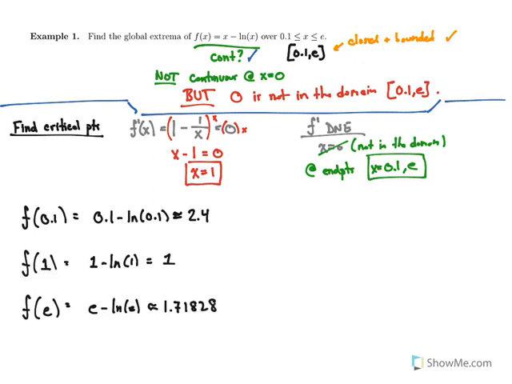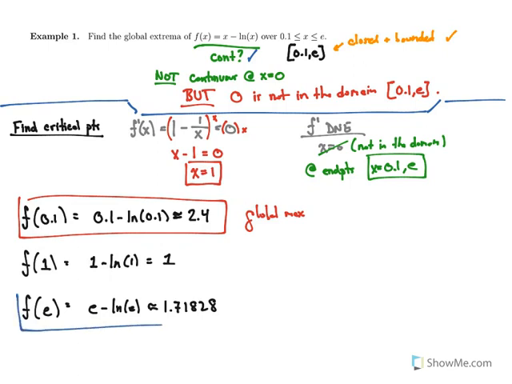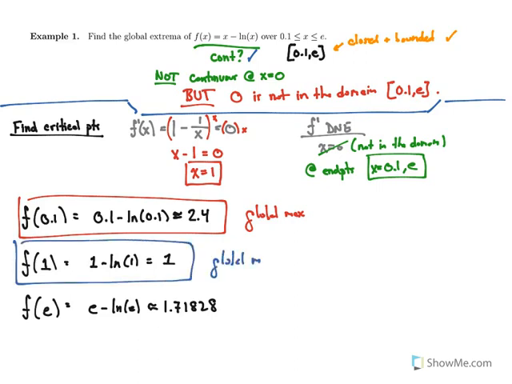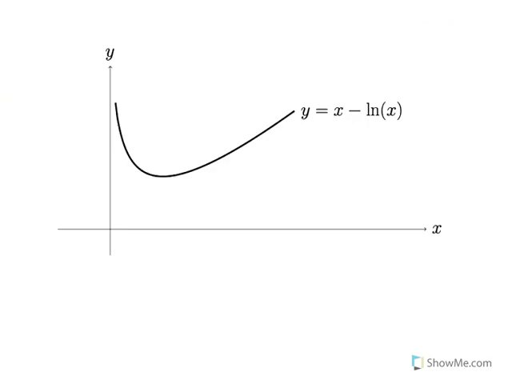So this means that we have our global max at 0.1, and our global min at 1. Smallest function value, biggest function value. Now let's see if this works with the graph on the next page, see if it actually works out.